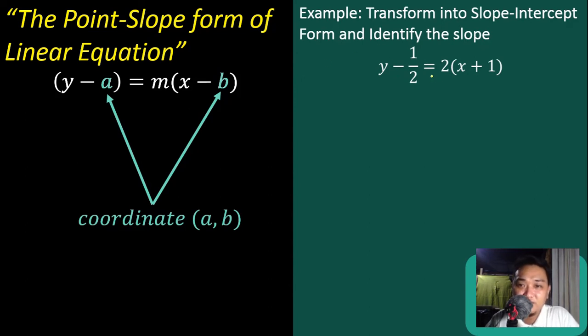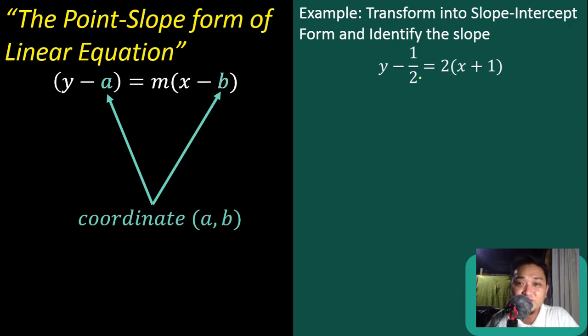So, let's say we have here y minus 1/2 is equivalent to 2 times x plus 1. So, in this case, if you'll just observe the form of this, what is this? This linear equation is in the point slope form. Naka-point slope form po siya. And from this form, we could immediately identify the slope. The value of slope or the value of m is 2. Ito po.